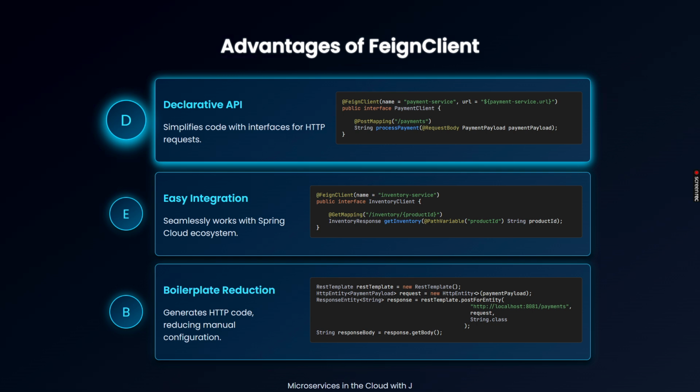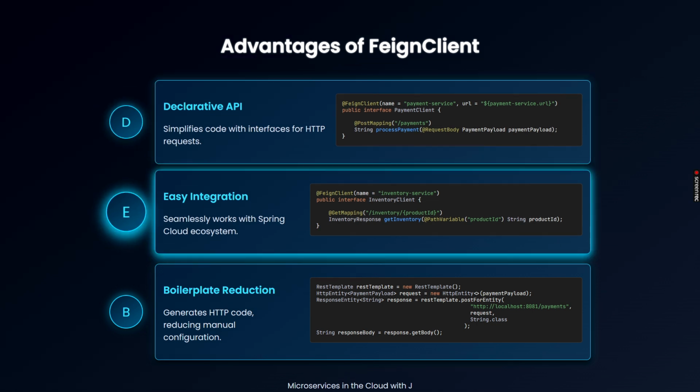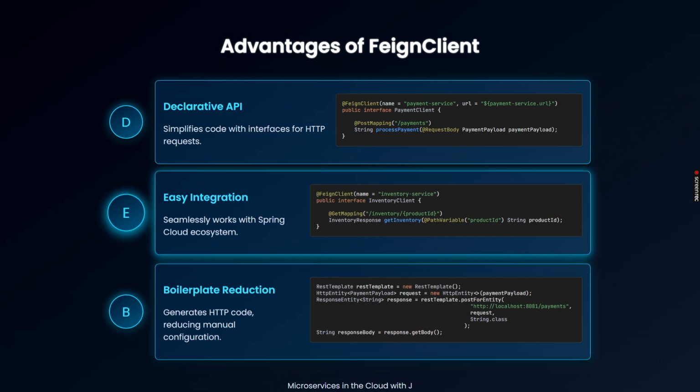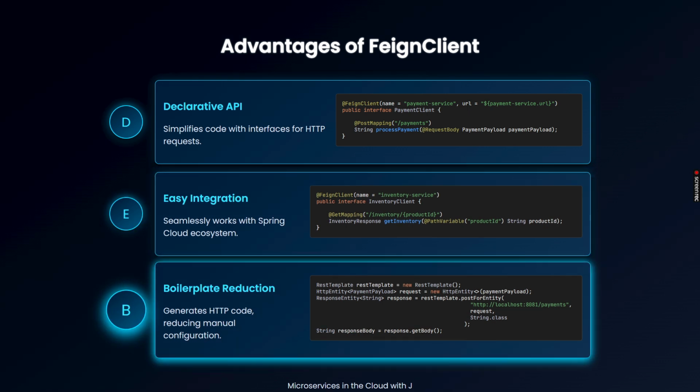Feign Client integrates seamlessly with the Spring Cloud ecosystem. You can quickly set up communication between microservices by leveraging Spring's built-in mechanisms. For example, you can use configuration properties to define service names and URLs, making it simple and effective. Feign Client eliminates the need for repetitive HTTP code, as seen with tools like RestTemplate. Instead of manually configuring requests and handling responses, Feign generates all the necessary code for you. This saves time and reduces the chance of errors.